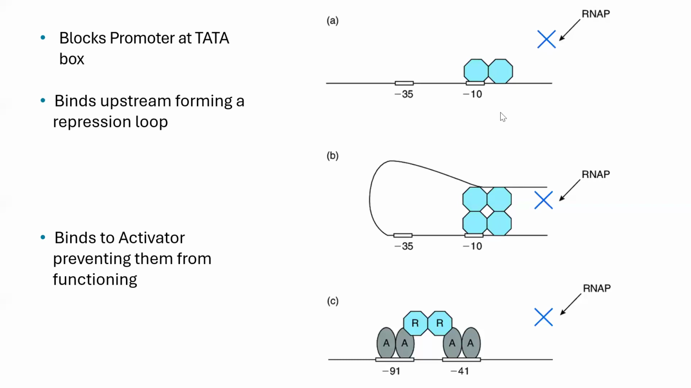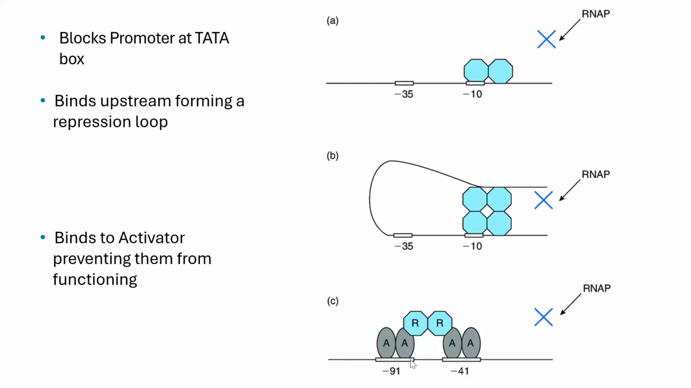In other situations, like in B here, the repressor actually binds upstream, and then it causes this hairpin to form, where the repressor binds to the upstream site and then blocks the -10 region of that promoter. And then we have situations where the repressor, which is represented by the R's here, binds onto these activators, right? So it prevents the activators from doing their job.